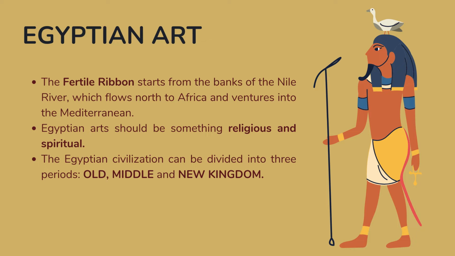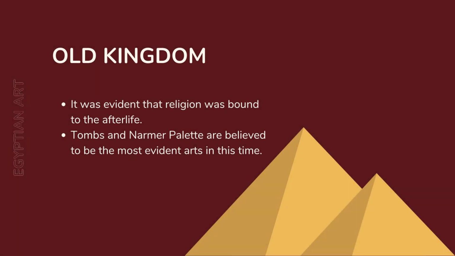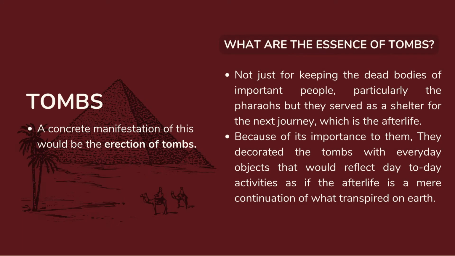The Egyptian civilization can be divided into three periods: Old, Middle, and New Kingdom. First, let's talk about the Old Kingdom. In the Old Kingdom, it was evident in this period that religion was bound to the afterlife. Evident art in this time are tombs. A concrete manifestation of this would have to be the erection of tombs.